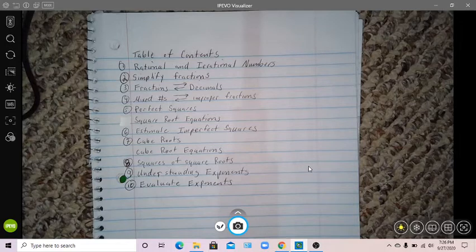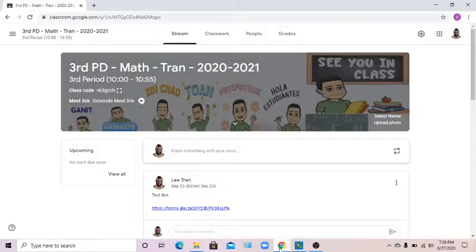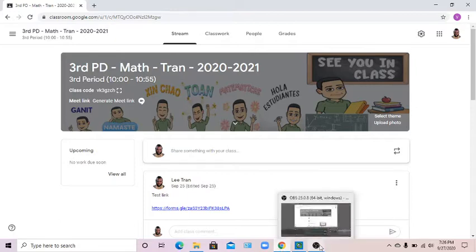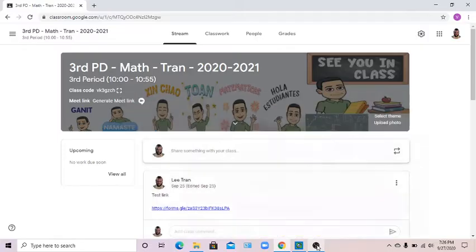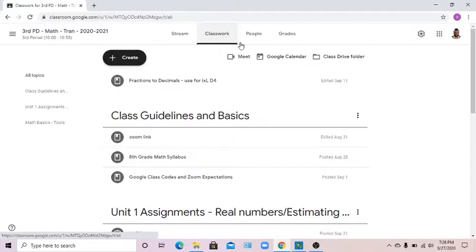Okay, so I want you to put number 10, evaluate exponents into your notebook. And then once you do that, I want you to open up your Google Classroom. I have it on third period right now, but whatever class you're in, it's the same. So third period, go to classwork.